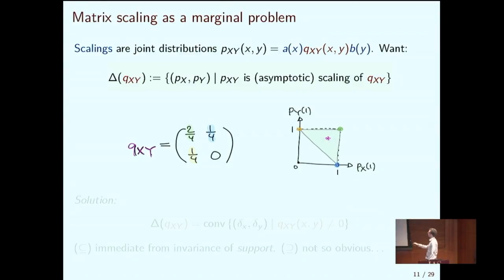That's the setup that we care about. So what's a scaling of q? We just take this probability distribution q, multiply it with some a of x and some b of y, and we get a new distribution. If a and b are properly normalized, that's again going to be a probability distribution. You remember that the a's and the b's were non-negative.